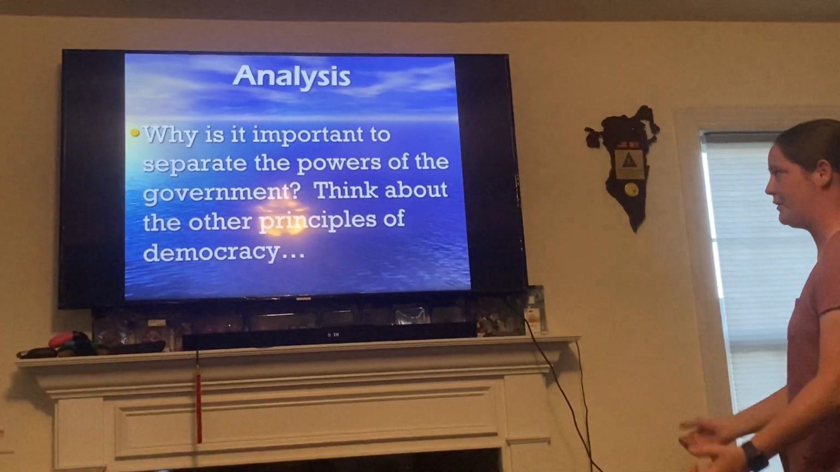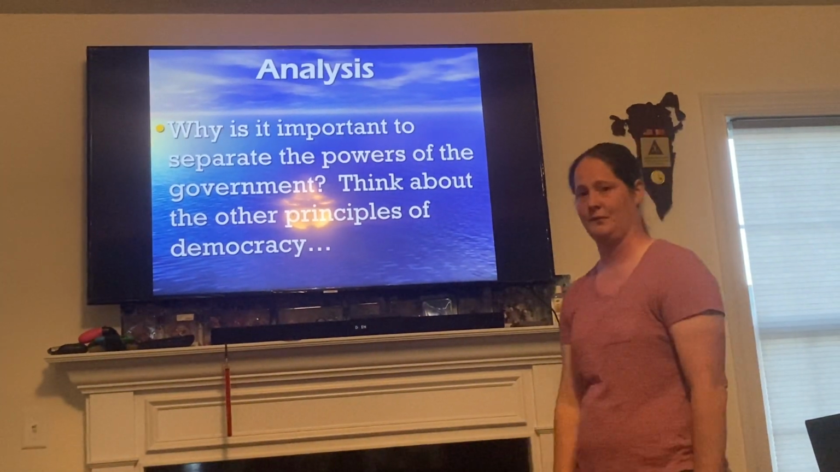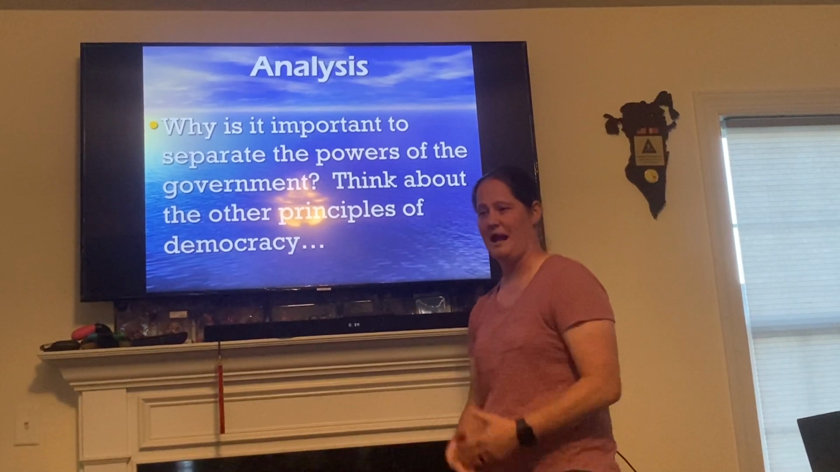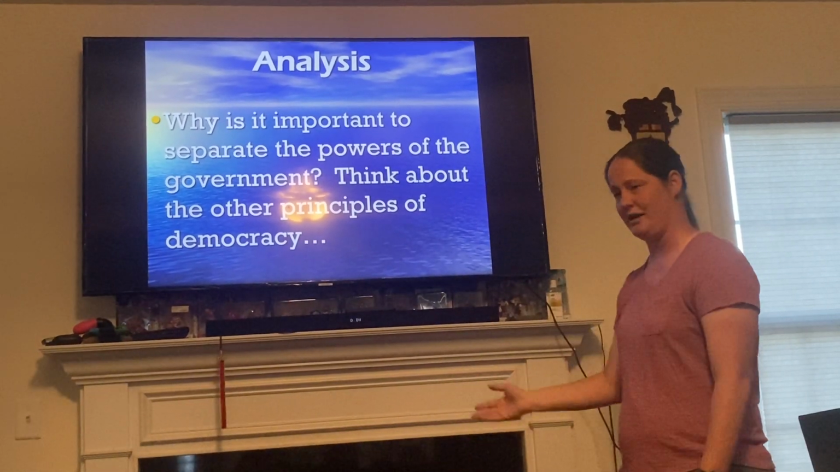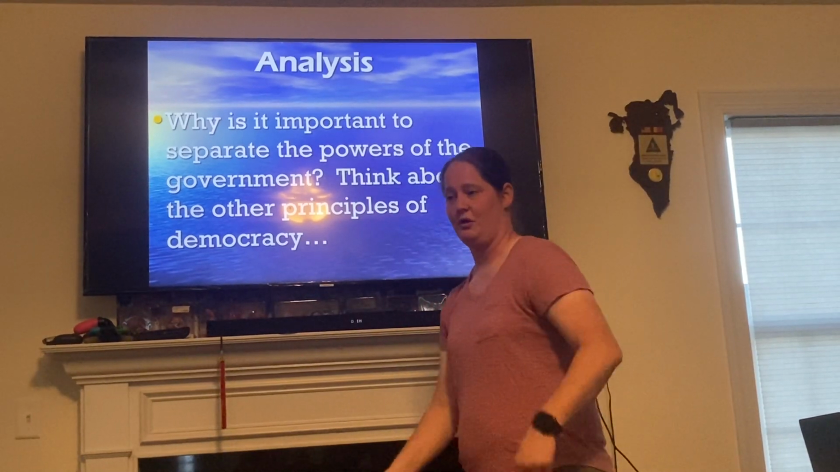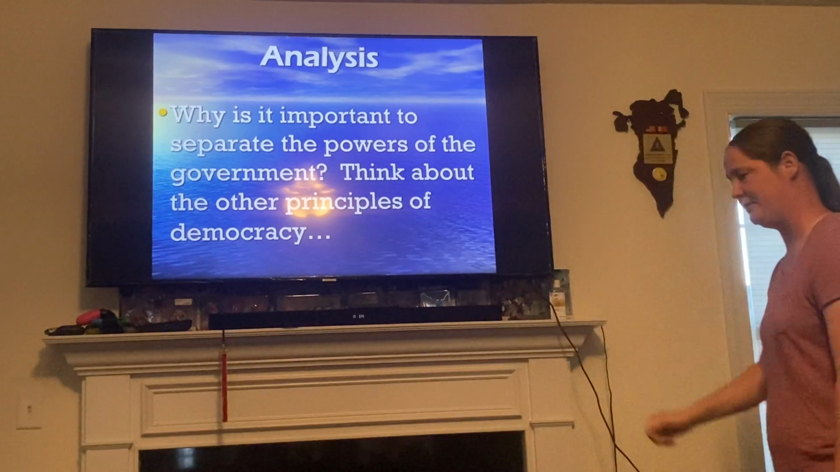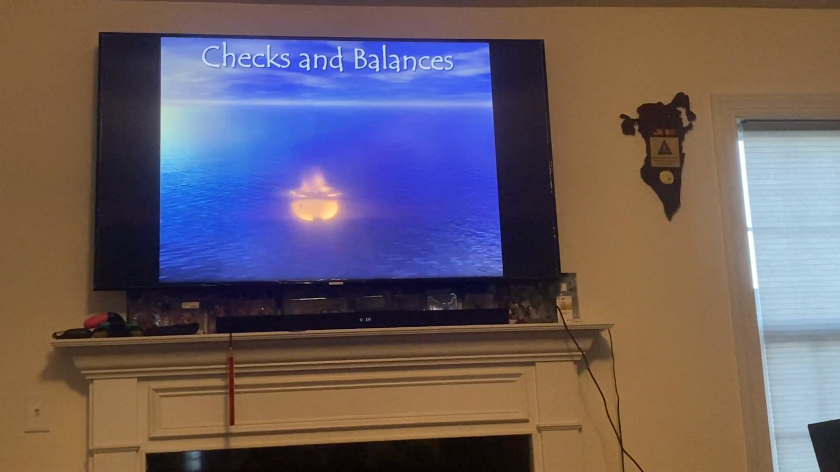Alright, so why do we think it's important to have the separation of powers in the government? Anybody want to elaborate on why they think this before we go ahead and talk about it? That's a very good answer. So, with that being said, separation of powers is going to break down even more for these branches.